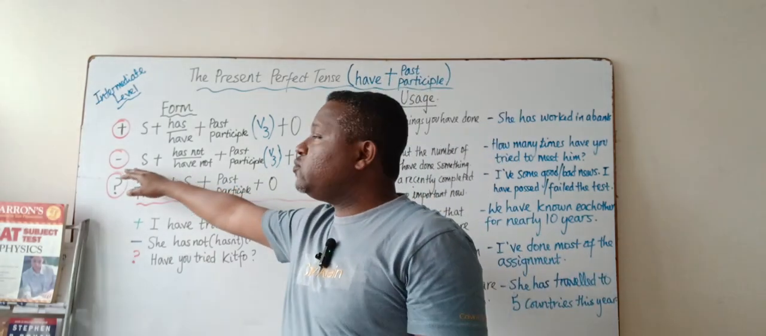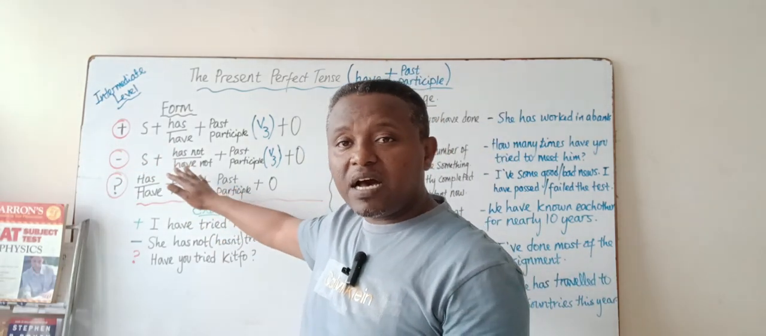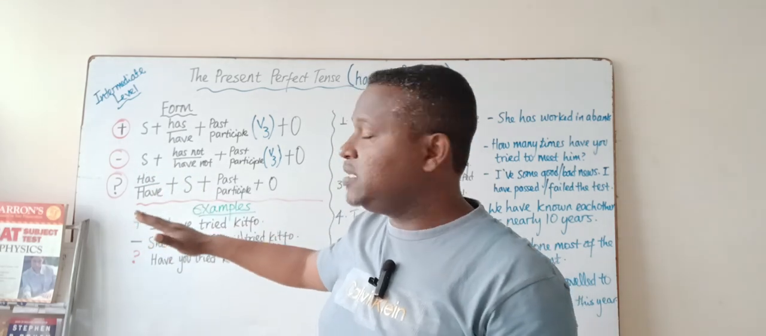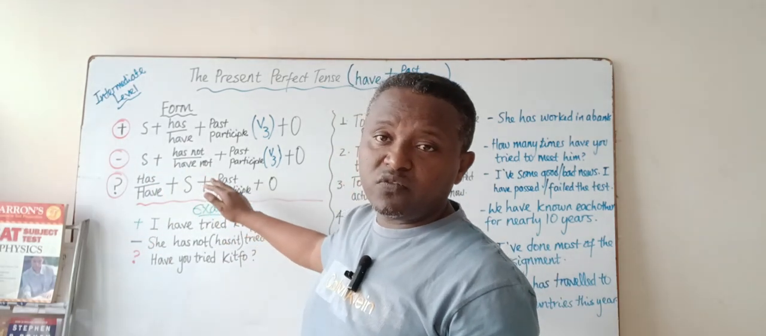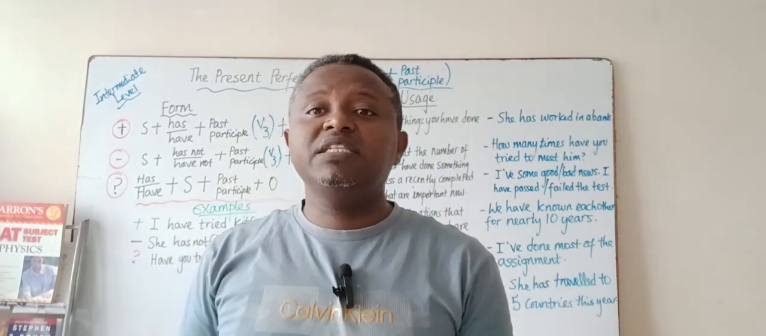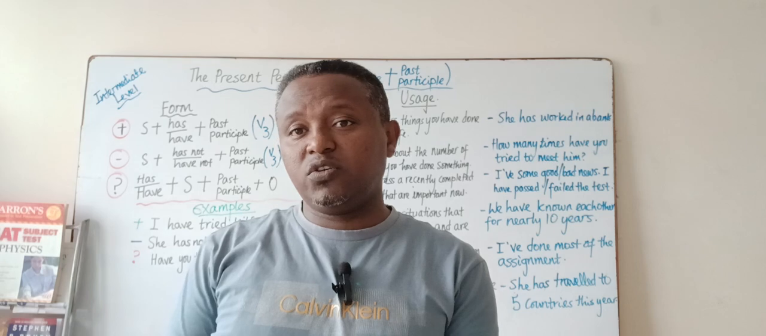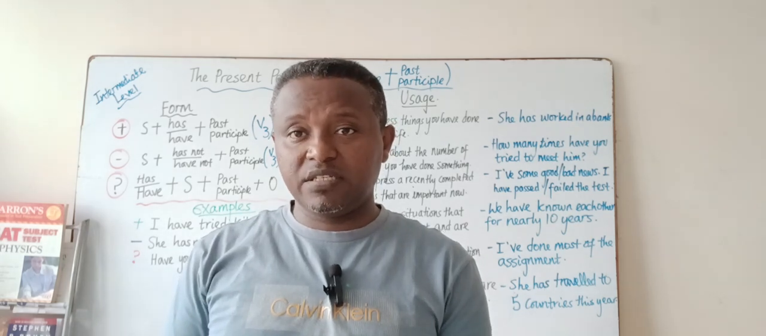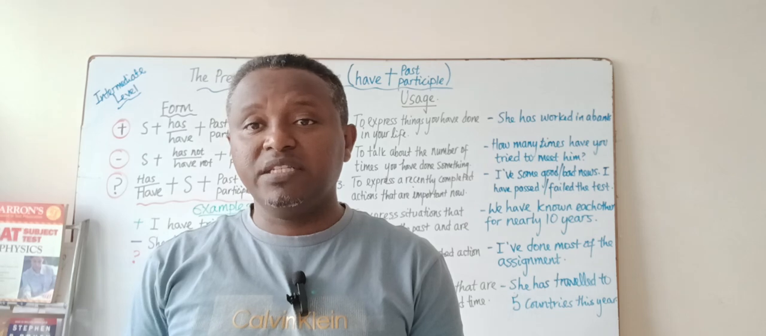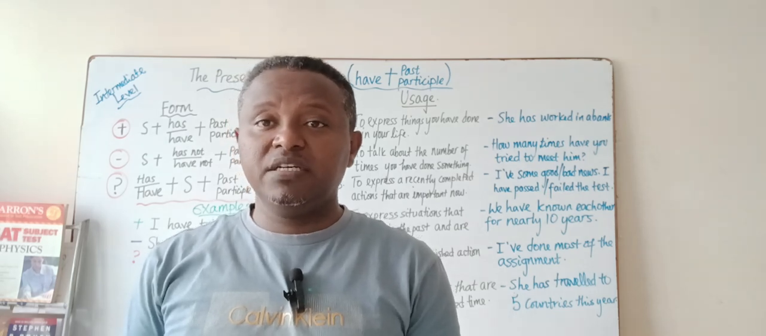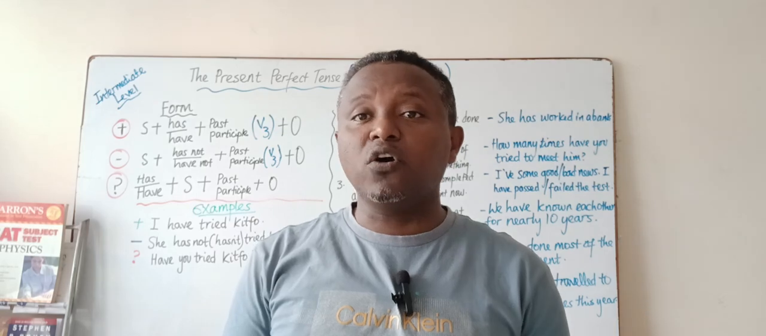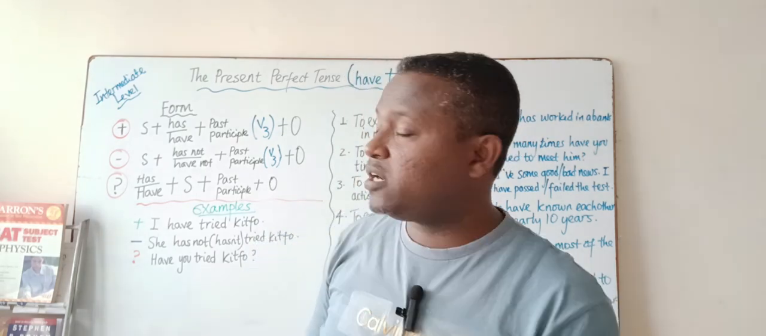And the negative form will be subject plus has not or have not, or hasn't or haven't, plus past participle form of the verb plus the object. So: I haven't eaten my breakfast today. I haven't met her. She hasn't done her homework, etc.